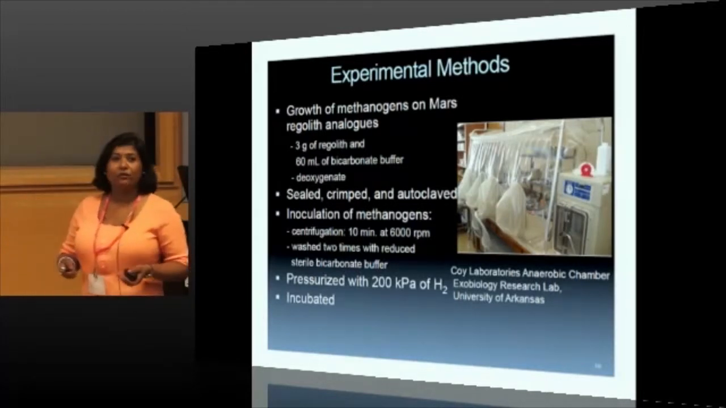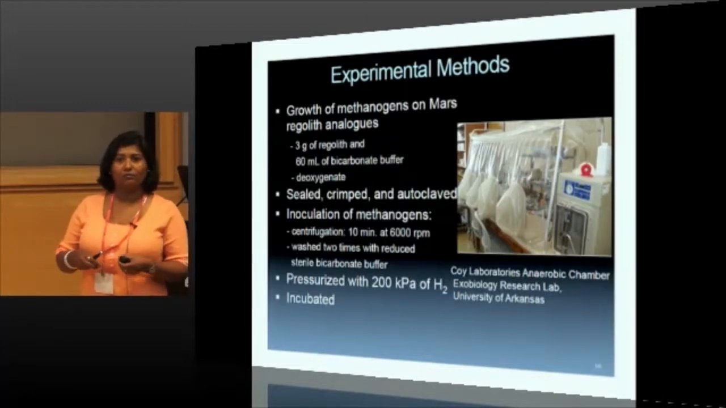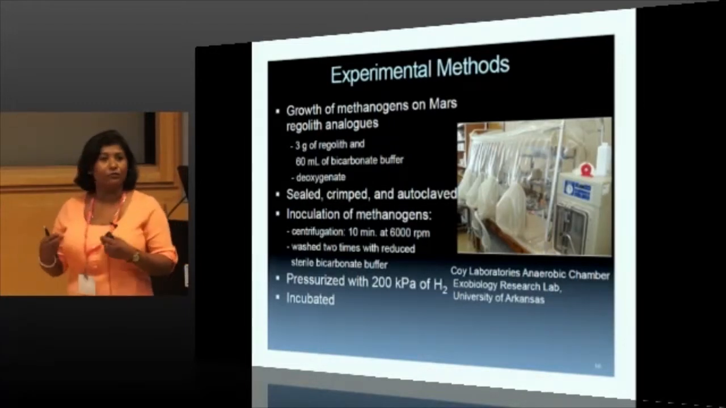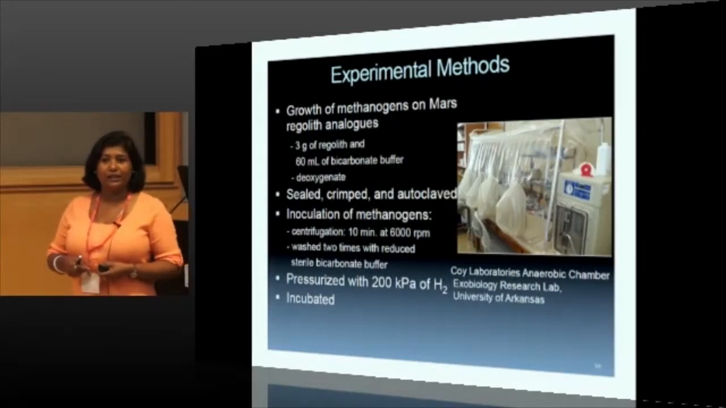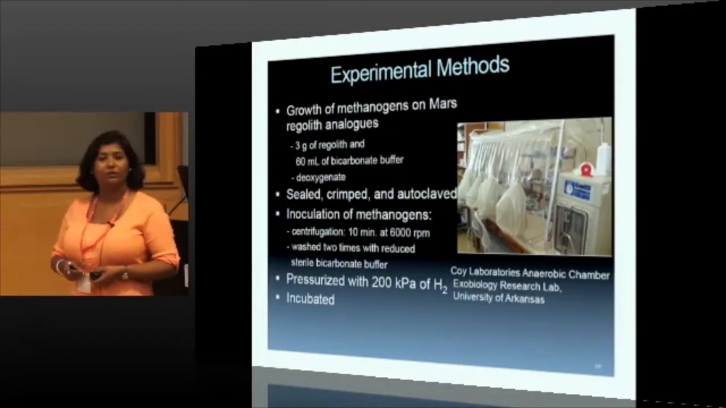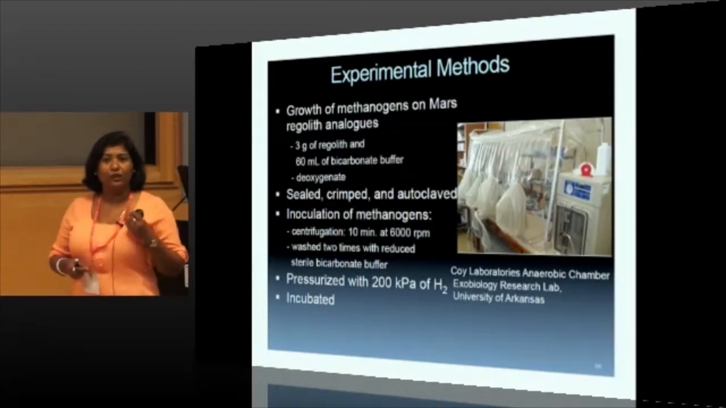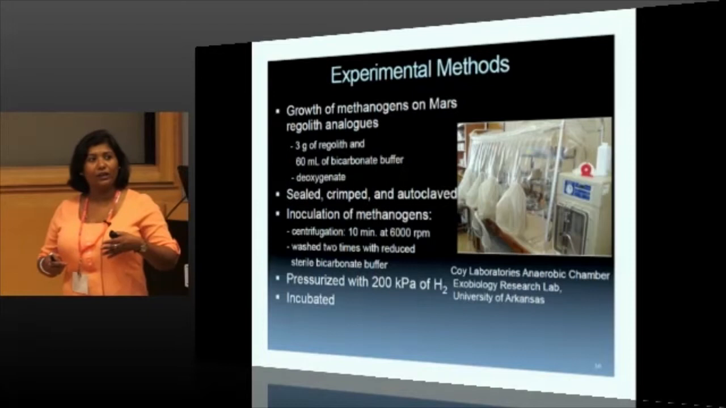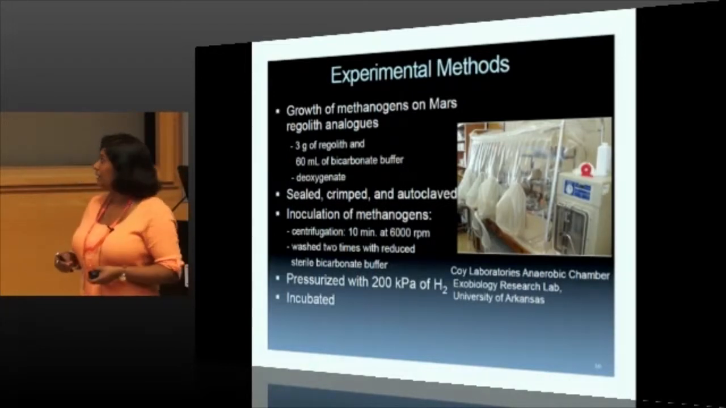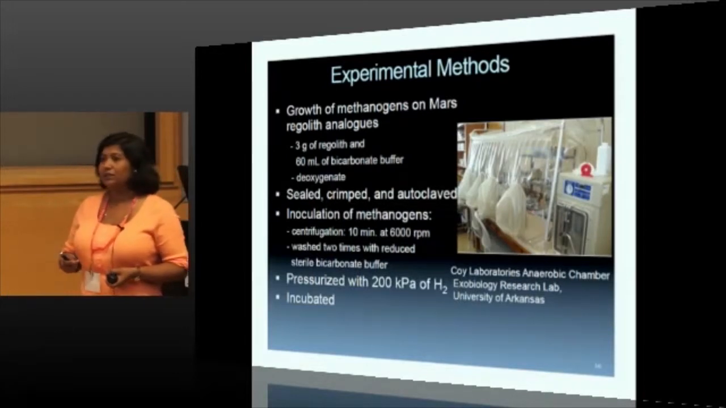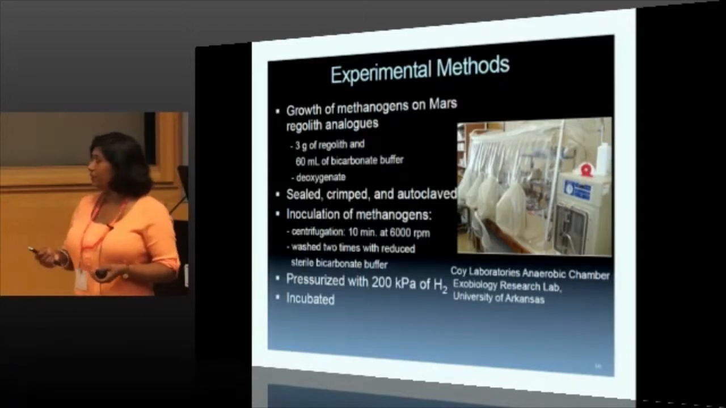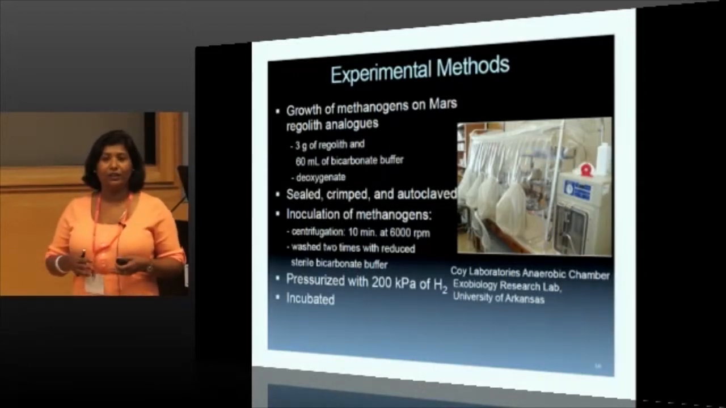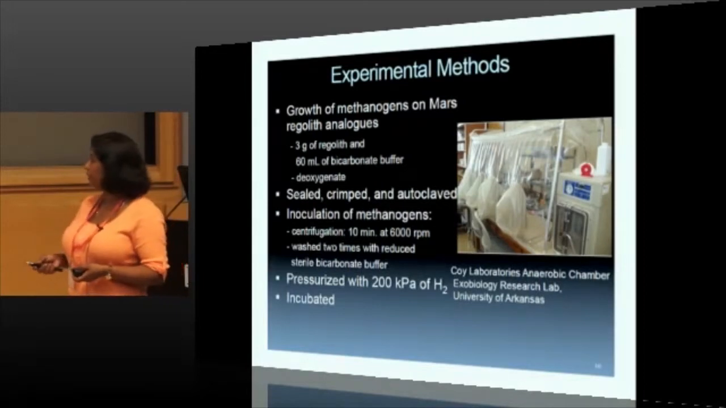Now, to grow methanogens on this Mars analog, we centrifuged cells for 10 minutes at 6000 rpm, and the cells were washed 2 times with bicarbonate buffer to ensure they would not carry over any nutrients from the media. After washing the cells 2 times, the bottles were pressurized with 200 kilopascal of hydrogen, and then they were incubated at their respective temperatures.